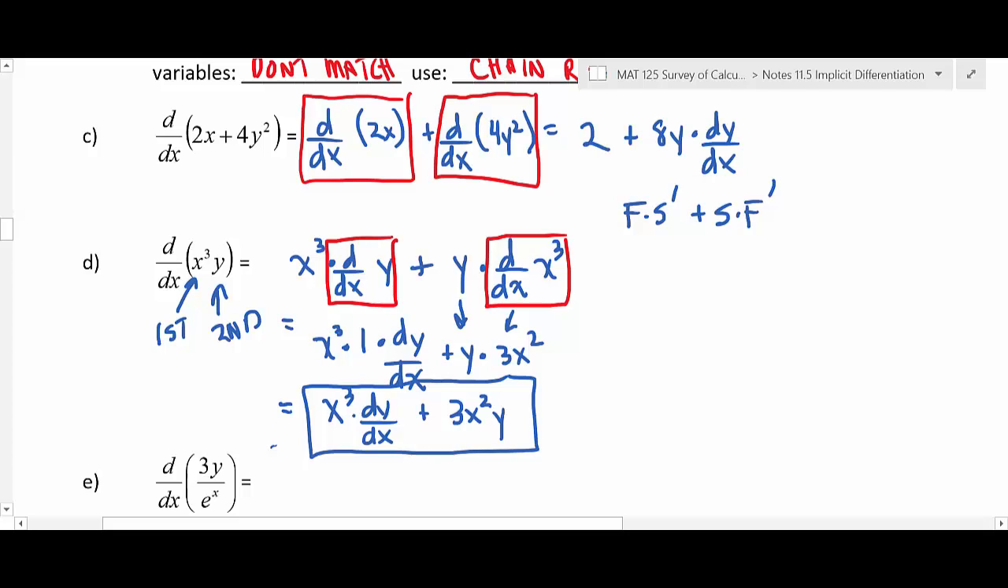Pay attention to whether those variables match or not. That's what I want to get you comfortable with. Any questions? So you write dy over dx as part of the answer? Yes. And once we do implicit differentiation, I think you'll see a little bit better why we're doing that. I'm just trying to get you comfortable with writing that correctly right now. That is a part of the answer.